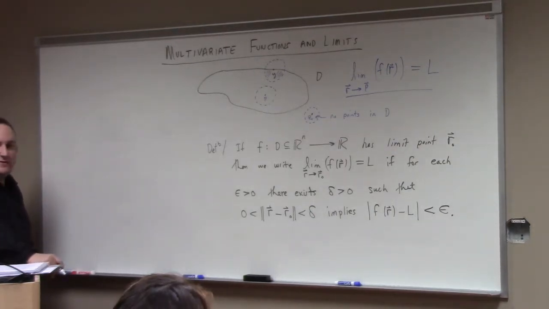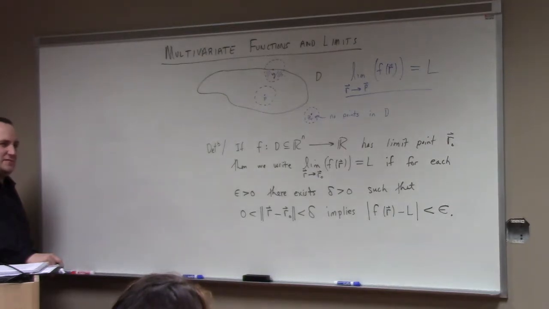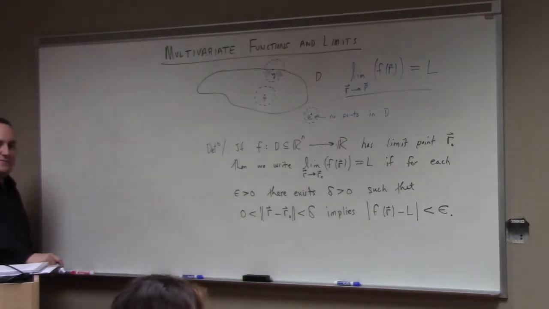What does it say geometrically? This geometrically says that the limit exists at the point if the values of the function can be made arbitrarily close to the limiting value, provided you feed it inputs which are sufficiently close to the limiting point.